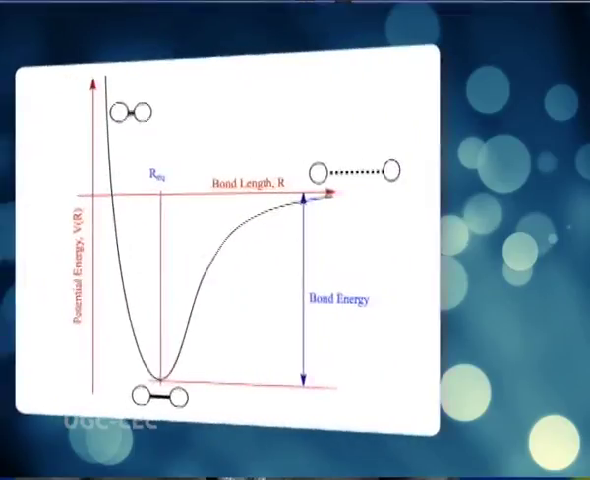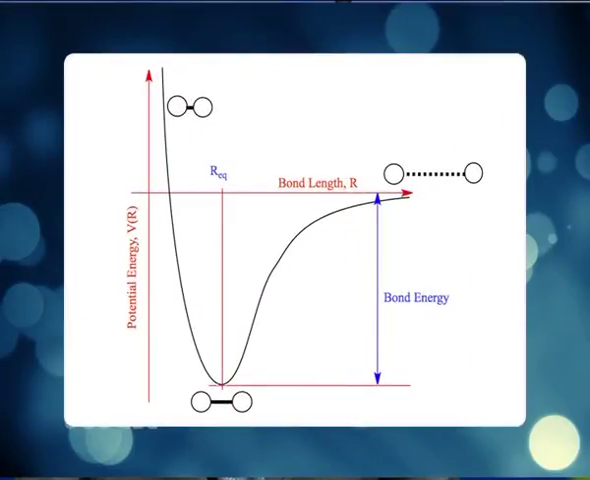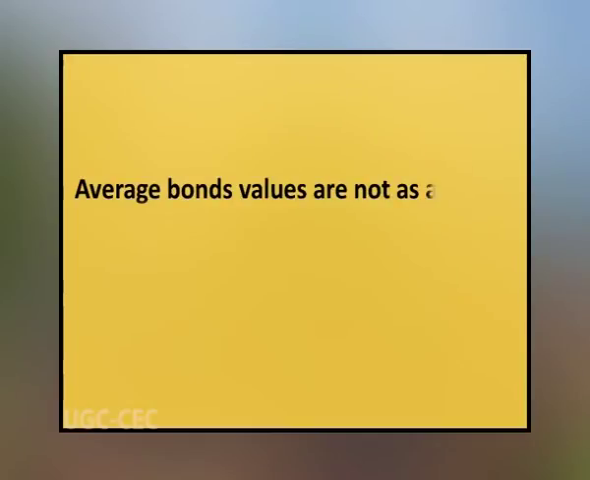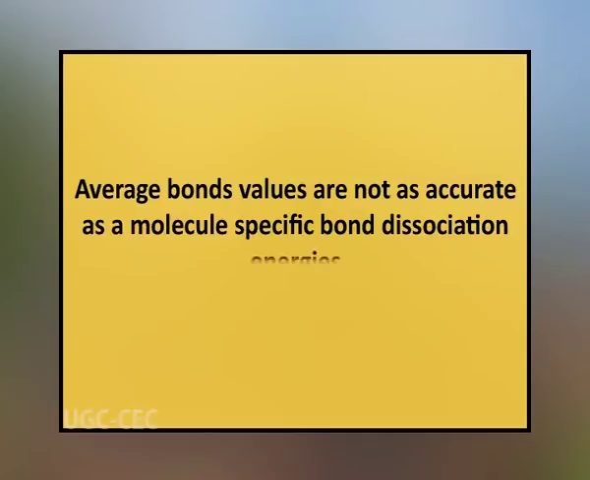Their average, and hence the bond energy, is 414 kilojoules per mole, even though not a single bond required specifically 444 kilojoules per mole to be broken. When more bond energies of the bond in different molecules are taken into consideration, the average will be more accurate. Keep in mind that average bond values are not as accurate as molecule-specific bond dissociation energies.